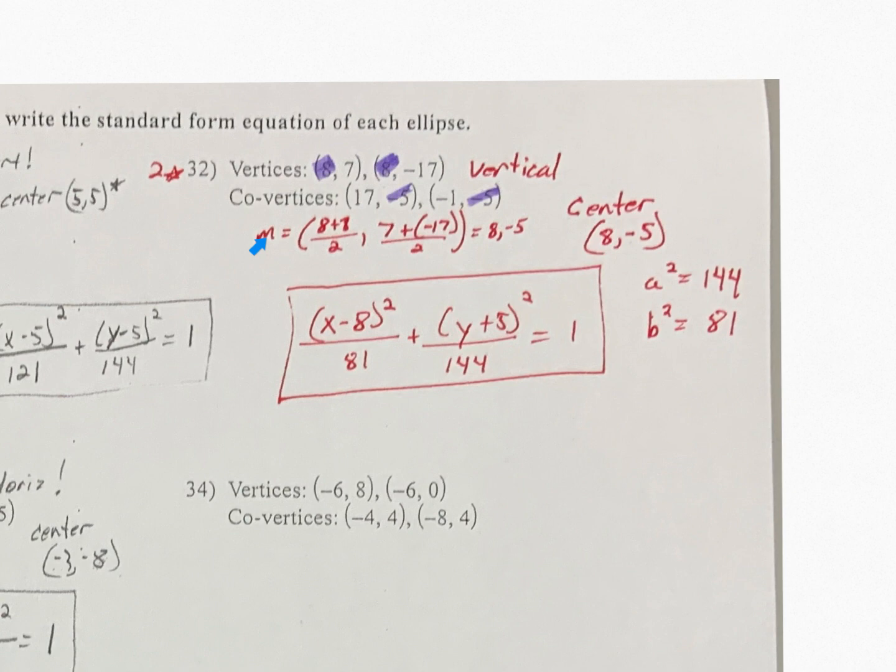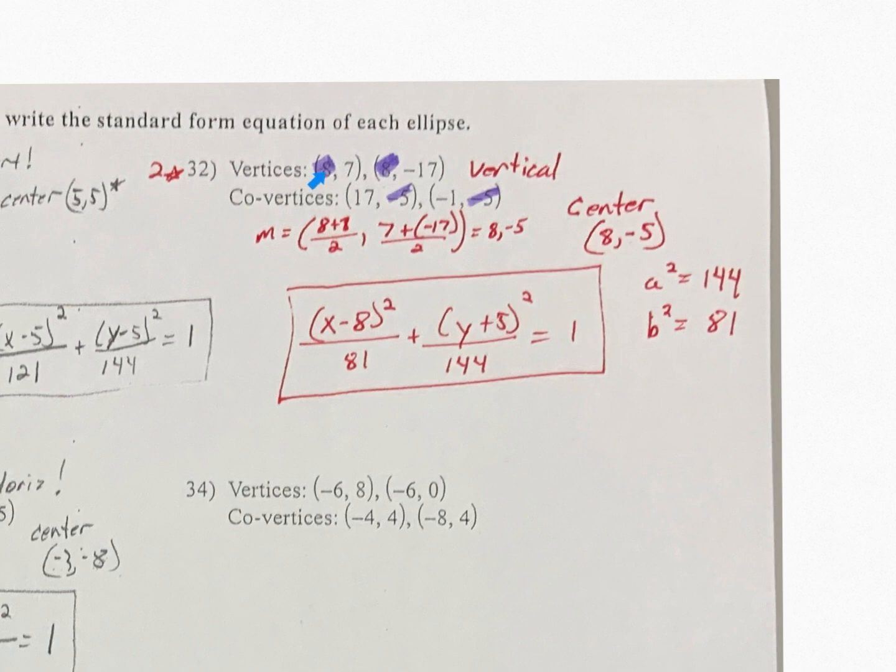I found the midpoint. I did 8 plus 8, which is 16, divided by 2, which is 8, and then 7 plus negative 17, divided by 2, which is negative 5. Now, I did go ahead and highlight, when you're given the vertices and the co-vertices, you can see the value that doesn't change.